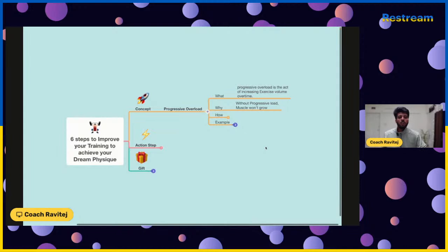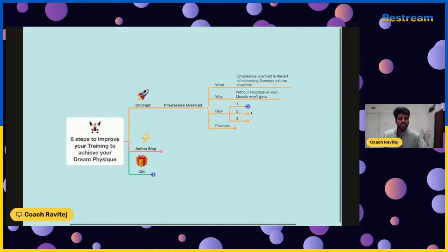Now, without progressive overload, without increasing the loading on the muscle, muscle hypertrophy or muscle size doesn't increase. Muscle won't grow further. For growing, the muscle has to break down, and then protein synthesis happens and the muscle grows. So if you're not loading your muscles, or not increasing the load on the muscles on a progressive basis, week on week or month on month, then there is no way the muscles will grow. That is the reason progressive overload is important.